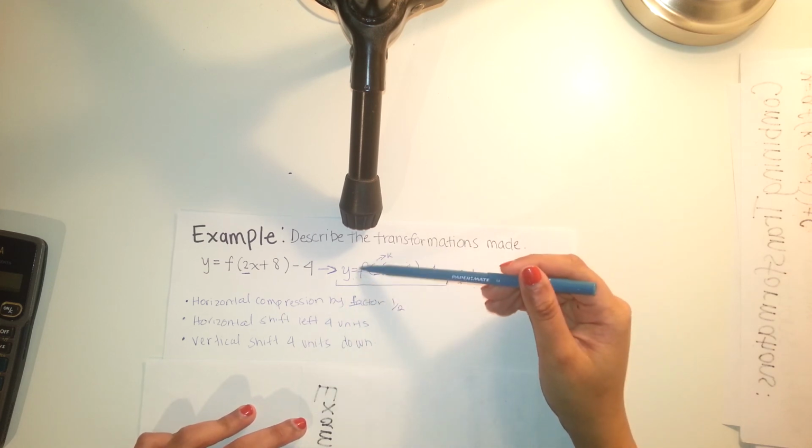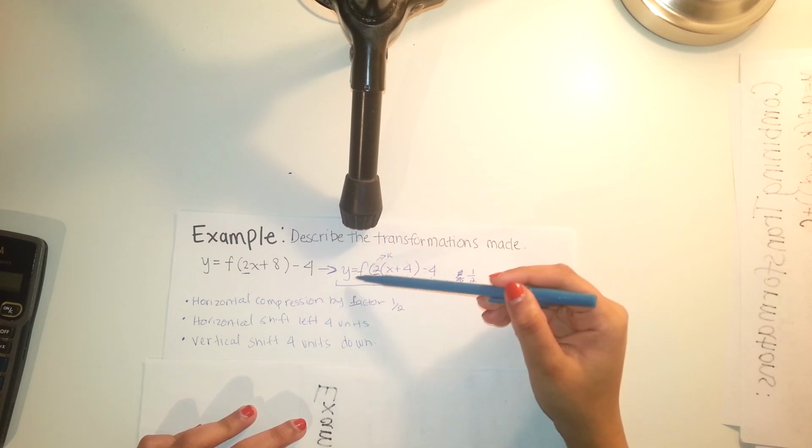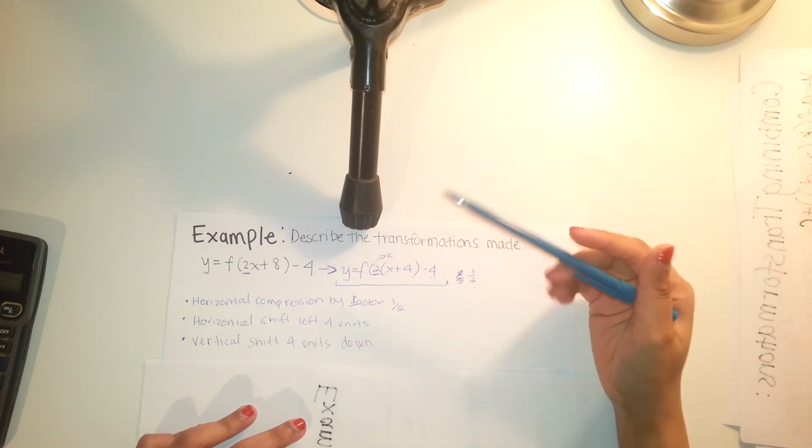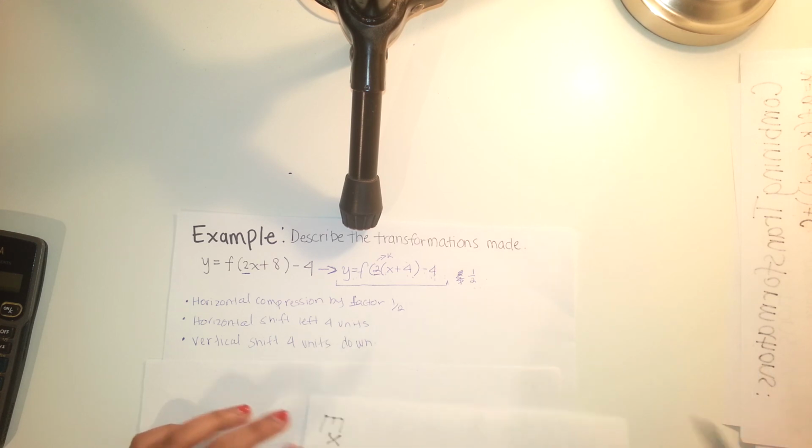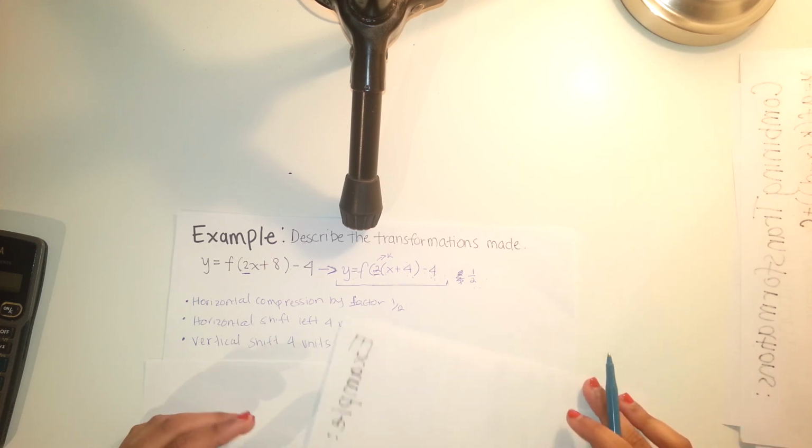So now I'm going to look at my a value. There's no a value in front of the f, and I know that if there's no negative, that means there's no reflection along the x-axis. So these are all the transformations I made: horizontal compression by a factor of 1 over 2, horizontal shift 4 units left, vertical shift 4 units down. And that's all there is to it. Hope you understood.